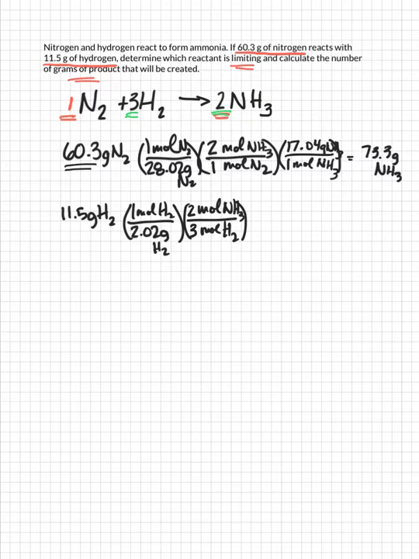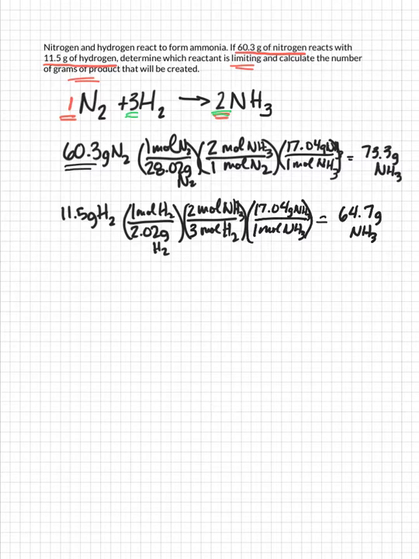And then the last step, I'm going to change my moles back to grams. For every 1 mole of NH3, I again have 17.04 grams of NH3. And when I do my math, this time I get 64.7 grams of NH3. So that tells me if I use up all of my 11.5 grams of hydrogen, then I'm going to make 64.7 grams of ammonia. So which one is my limiting reactant? That becomes my next question.